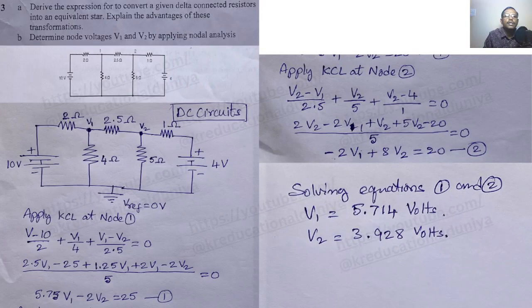Coming to the next problem, that is 3b. Here they have given nodal analysis. This also comes under the DC circuits nodal analysis topic. So here, 3b: determine the node voltages V1 and V2 by applying nodal analysis. They are just asking for the nodal voltages at nodes 1 and 2.